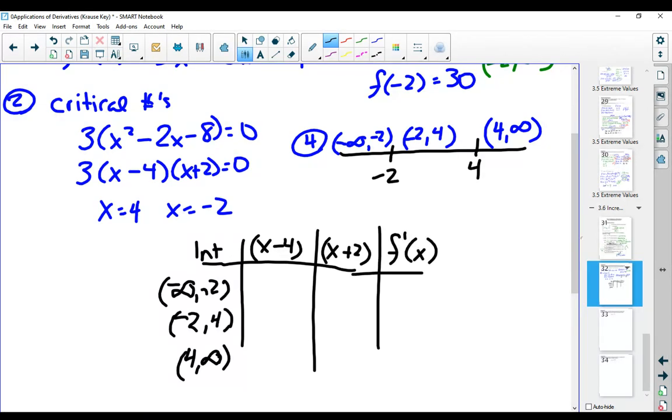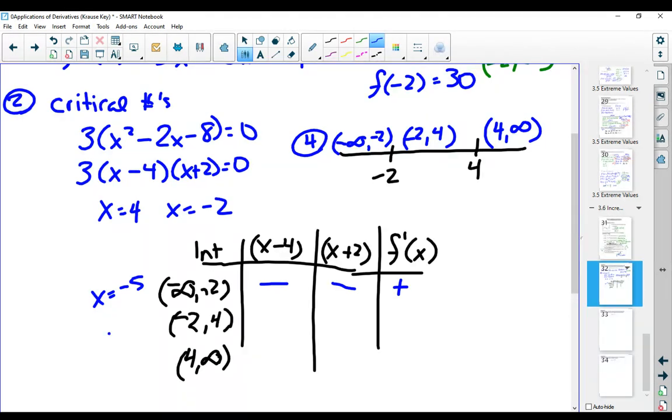So whether you use your interval chart, or whether you use the number line, doesn't matter, you'll still get to the same answer. So again, I'm going to save you some time just by showing you my final calculations rather than all the substitution. But if I use a test point of x equals negative 5, then negative 5 minus 4 is negative 9, so that's going to be negative. Negative 5 plus 2 is negative 3. A negative times a negative is going to give me a positive.